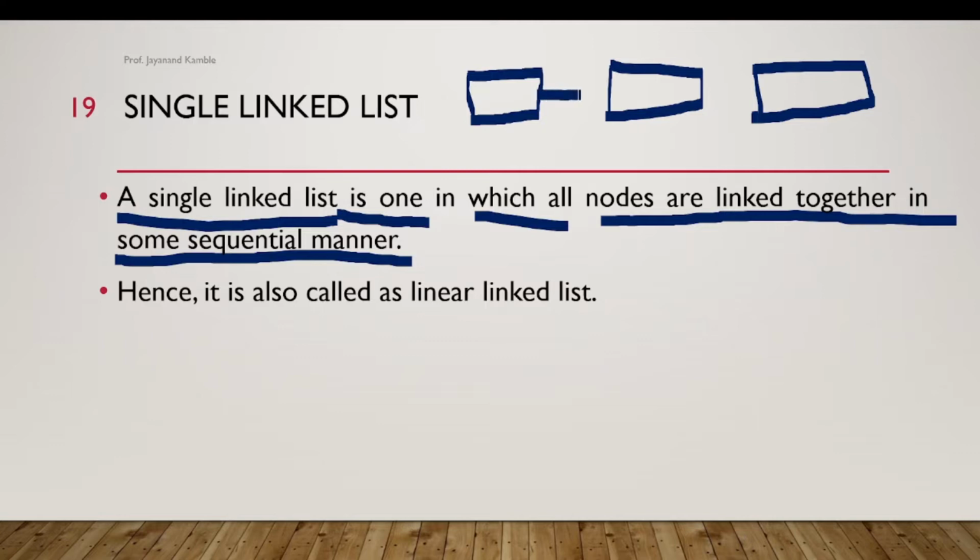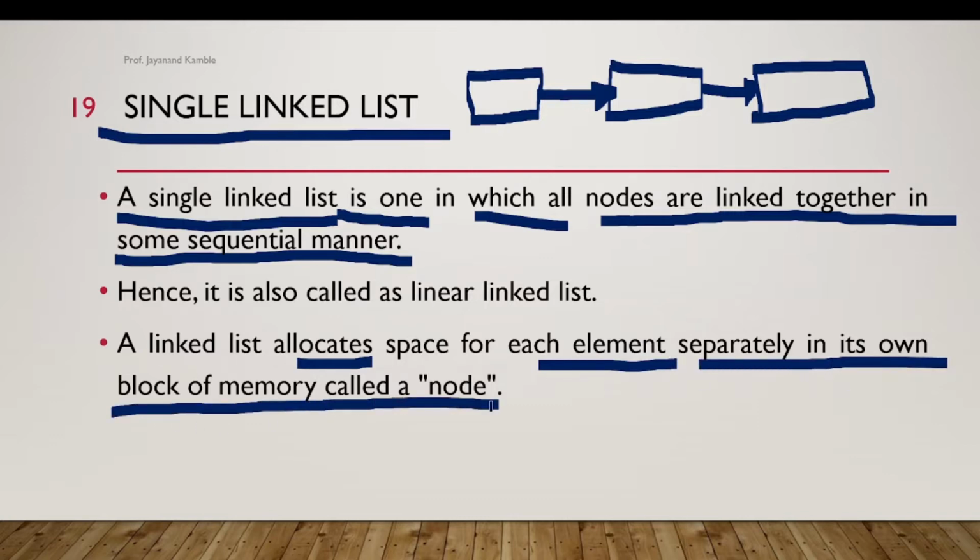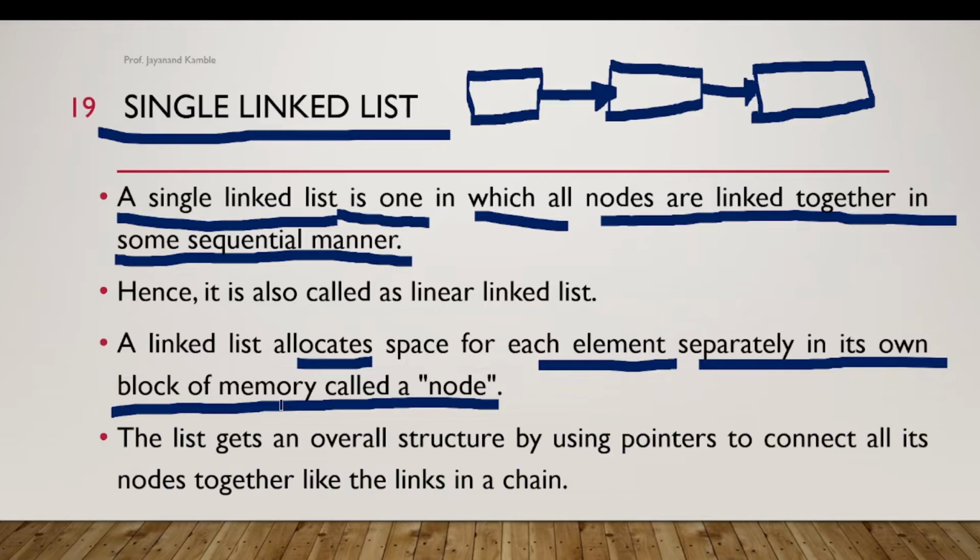So how is the sequential manner? After node 1 we have node 2, after node 2 we have node 3. So the links are only in the forward direction. This kind of linked list is called a singly linked list or single linked list. A linked list allocates space for each element separately in its own block of memory, and we call it a node.